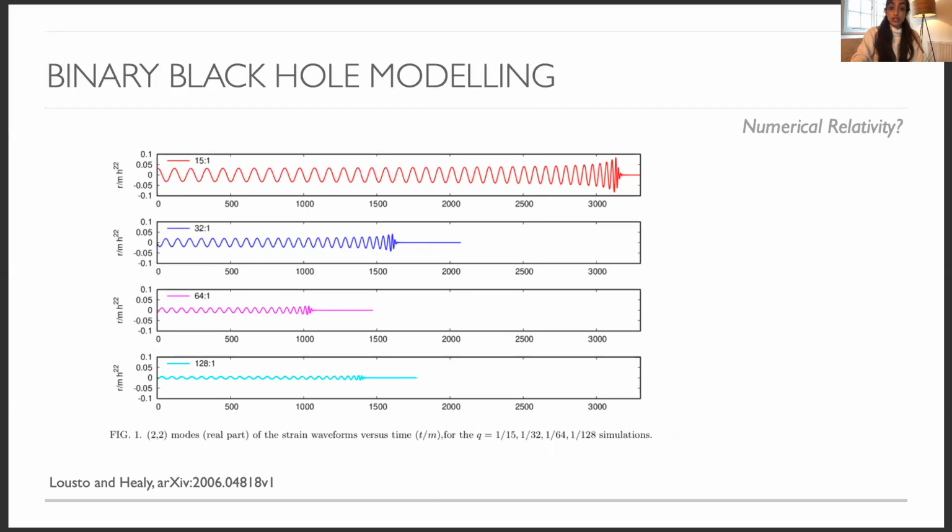And the plot here shows their obtained waveforms from successively higher mass ratios, from 1 to 15 up to 1 to 128 in the light blue. However, full waveform templates for IMRIs will require the modelling of hundreds of orbits to accurately model the system.